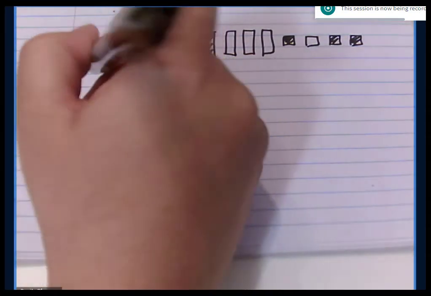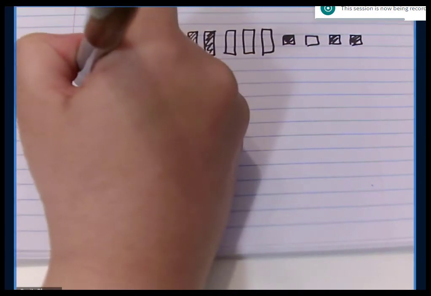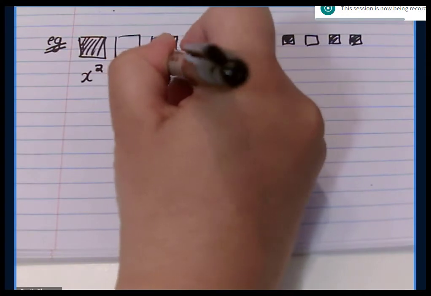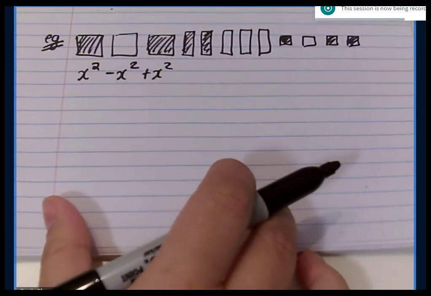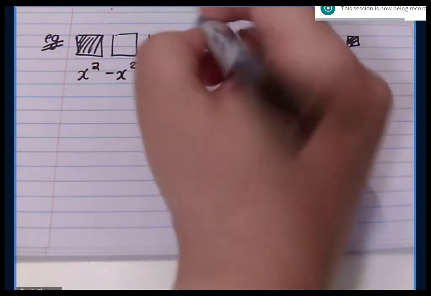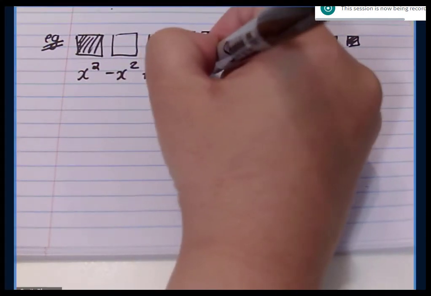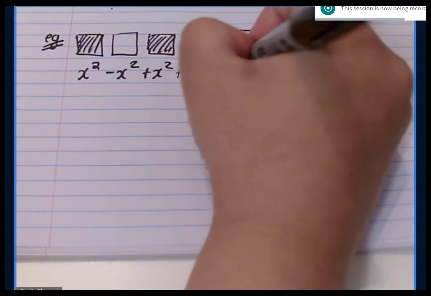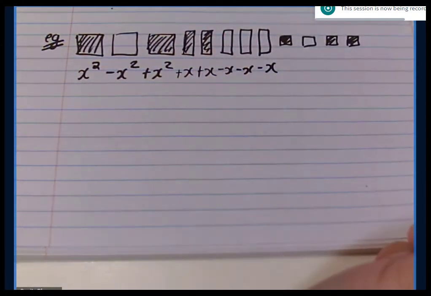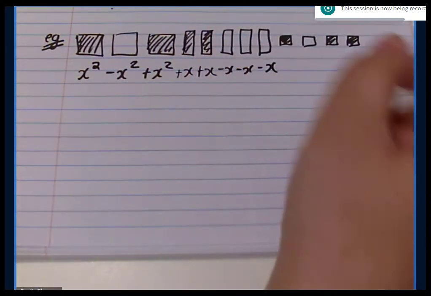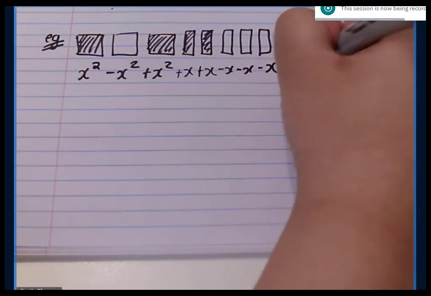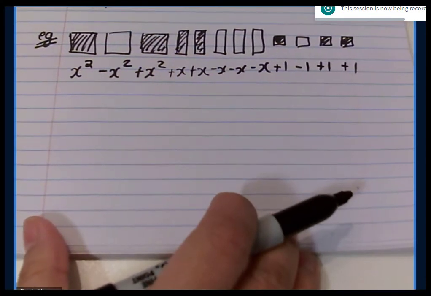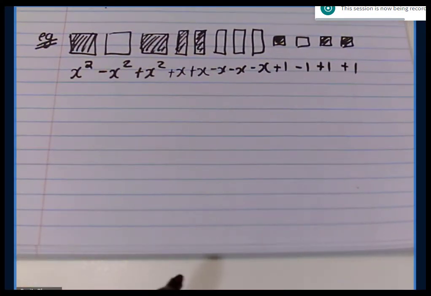All right, so we would have an x squared, minus x squared, a plus x squared, and then we have plus x, and then minus x, minus x, minus x, and then we have a plus 1, minus 1, plus 1, plus 1. So you can write it out like this, and then you can collect your like terms.